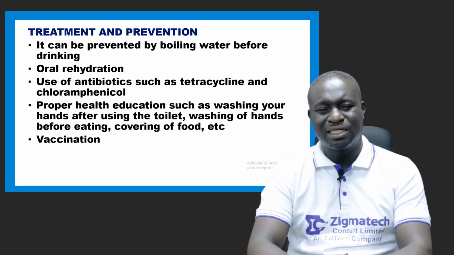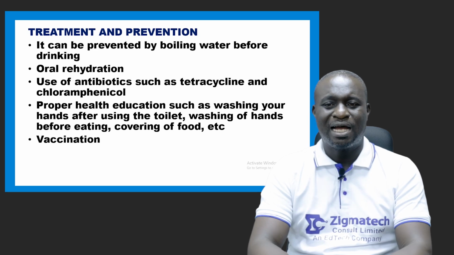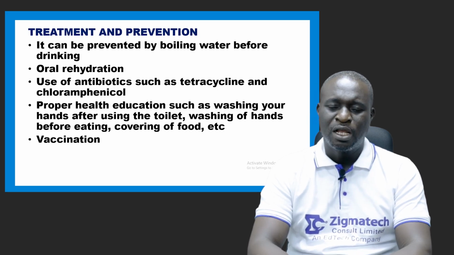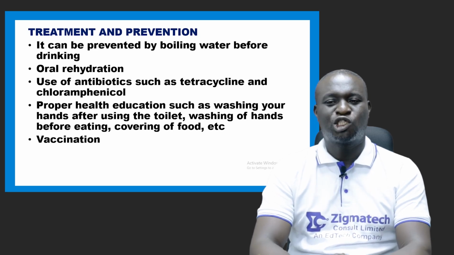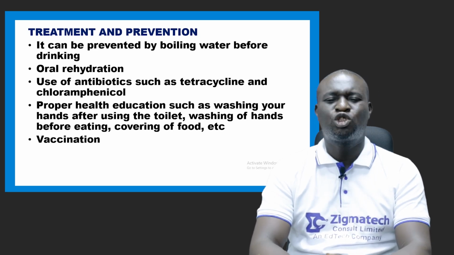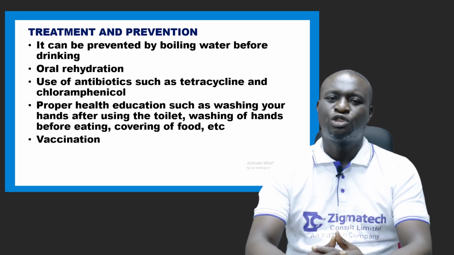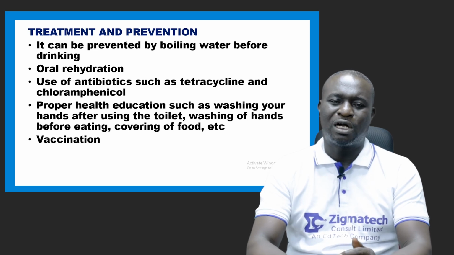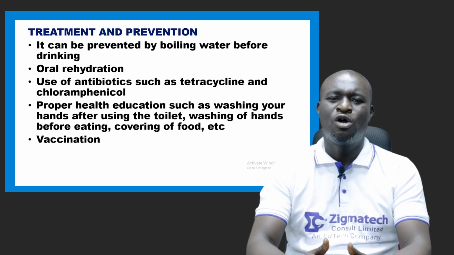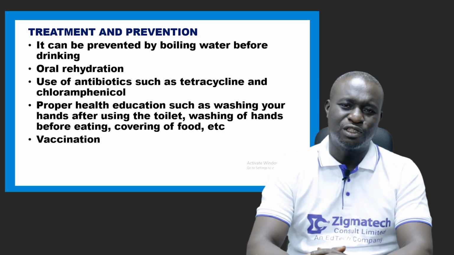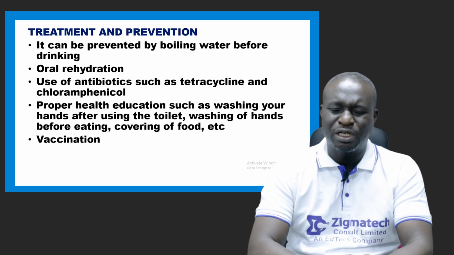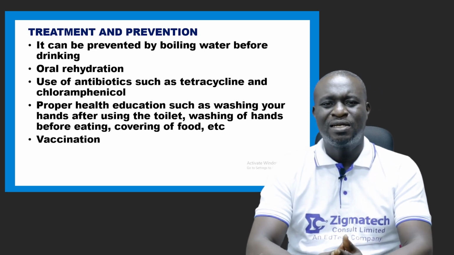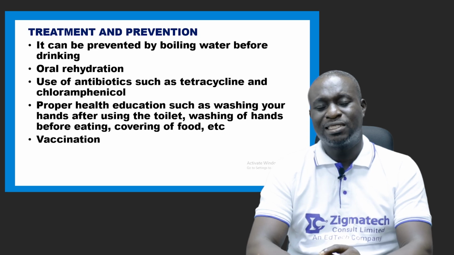Some of the antibiotics include tetracycline and the chloramphenicol drugs. Now, another way to prevent it, not treat, is proper health education. Children and teenagers should be taught the hygiene of always washing their hands after using the toilet, washing your hands before eating, and covering your food, because one of the vectors that carries the Vibrio cholerae is the housefly.